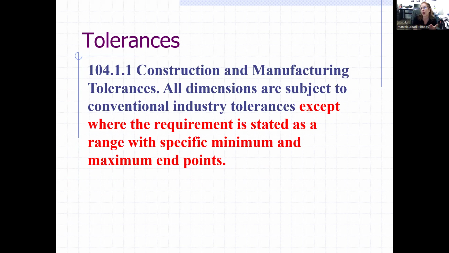There are some tolerances built in, but the ADA says that construction and manufacturing tolerances, dimensions are subject to conventional industry tolerances, except where the requirement is stated as a range with specific minimum and maximum endpoints. So all the ones that I showed you previously, where it tells you this is the maximum and there's a minimum, those are not covered by industry-standard construction tolerances. I hope that helps you understand not to dimension to the maximums and minimums in your drawings, because there are going to be mistakes in the field and you want to avoid those.